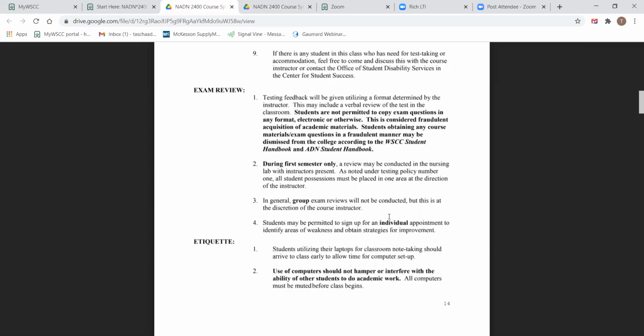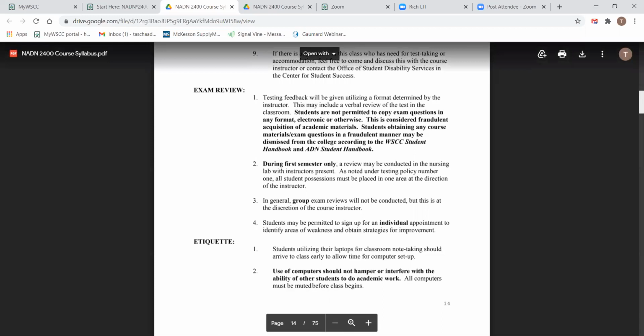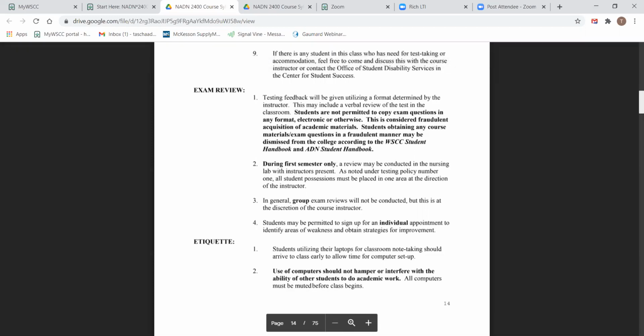The way it will work for NADN 2400, I will have hard copies of the exam in my office. So after you have tested, you can come to my office and you can review that exam, okay? During the first semester only, a review may be conducted in the nursing lab with instructors present, as noted under the testing policy.